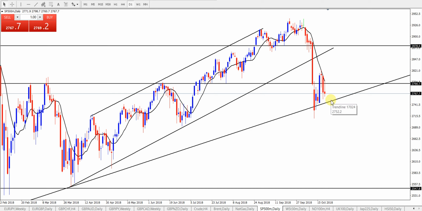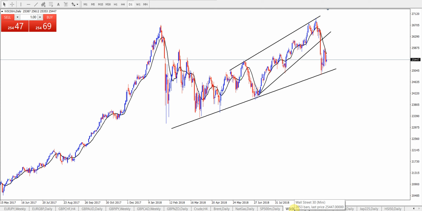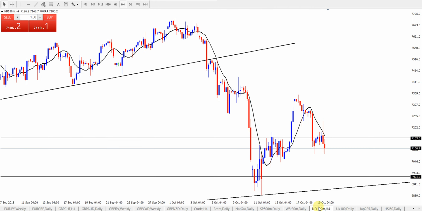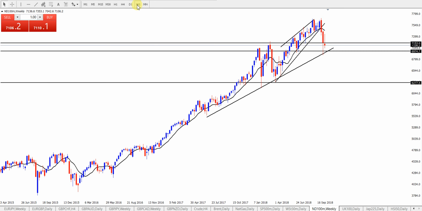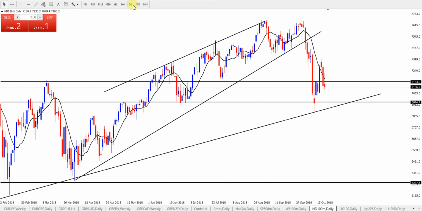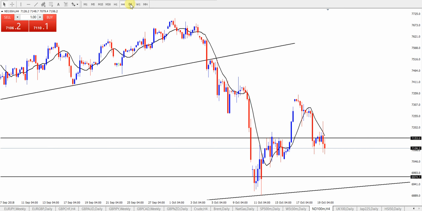Pretty much the same story looking at the Dow Jones and the Nasdaq. I think there is more potential for a bearish move on the Nasdaq out of the three, the S&P, the Dow Jones, and the Nasdaq. The Nasdaq just looks more ready to fall out of the three. So if you are not already selling the Nasdaq, kindly look for opportunities in the coming week to sell the Nasdaq. So that concludes my analysis for this weekend.